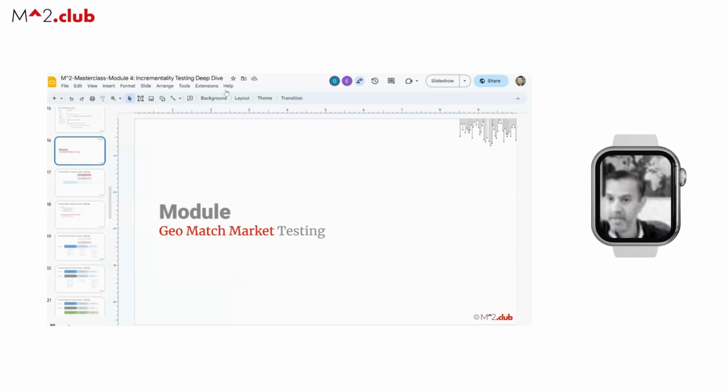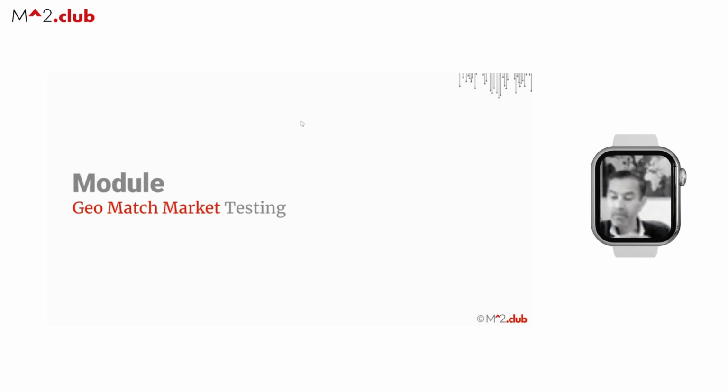Then we'll go into the specific case study, okay? All right. Geo-match market testing, assuming you have objectives. Assume that you've already gone through this kit, and then we have objectives defined. Now we're going through what the process might be, okay?